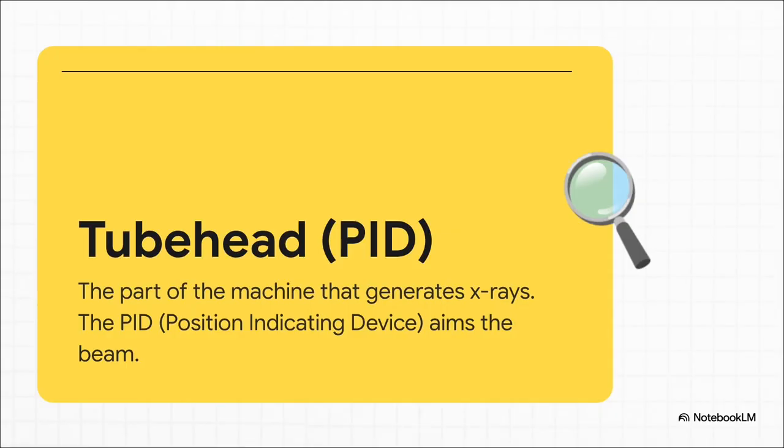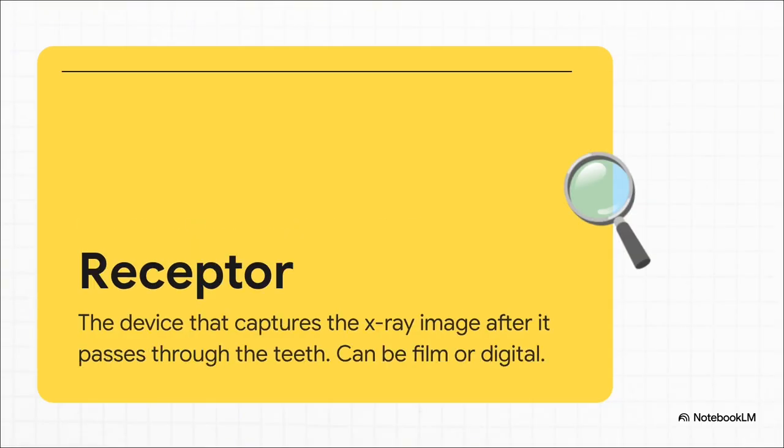First up, you've got the source of the magic, the tube head. And you should think of that cone thing on the end, the PID, as a highly focused spotlight. Its one and only job is to generate and aim that X-ray beam with absolute, pinpoint precision to get the perfect shot. Okay, so if the tube head is the spotlight, then the receptor is kind of like the camera film. It's that little device they place inside your mouth, and its job is to catch all those shadows being cast by your teeth and bones to create the final image.